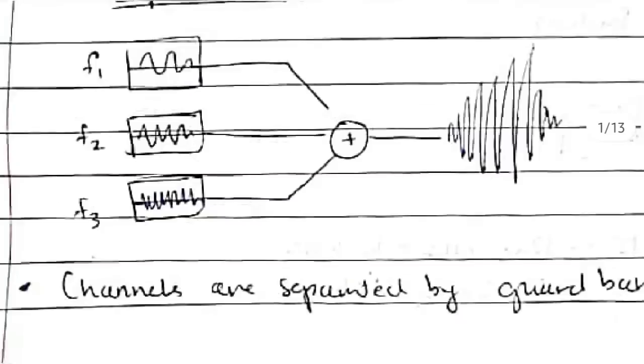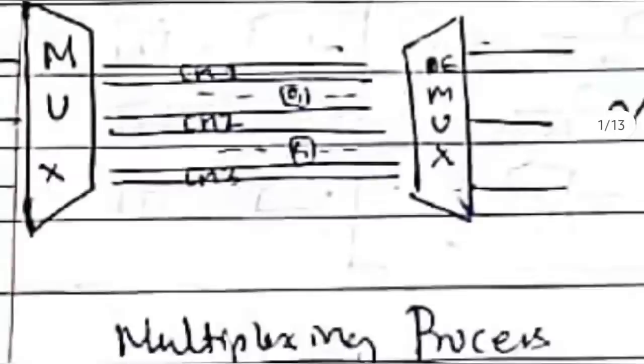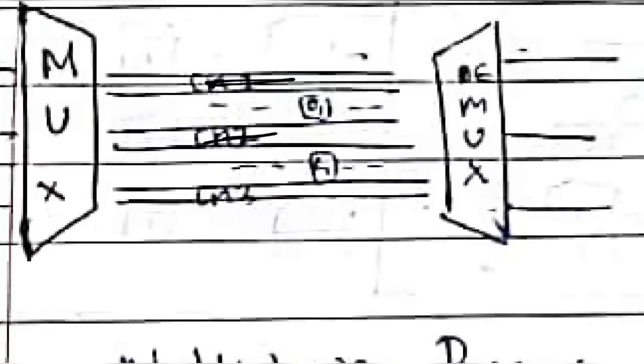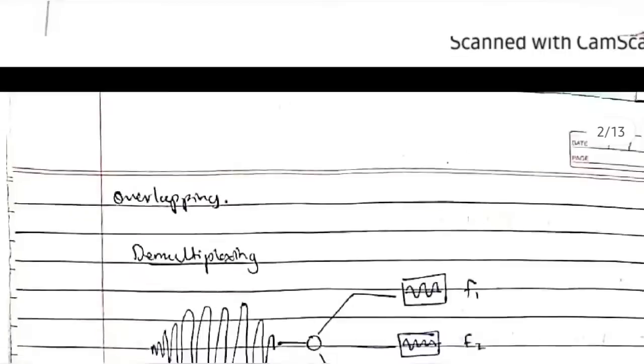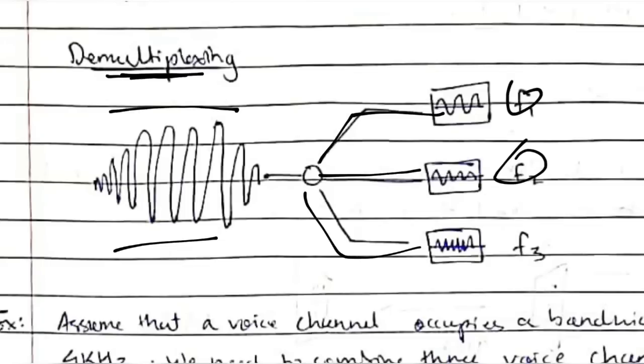After that, the channels are separated by guard bands, as you can see in this diagram, to avoid overlapping. Then when it comes to the receiver end, it will be demultiplexed, which means the main frequency that was sent will be separated into f1, f2, and f3.